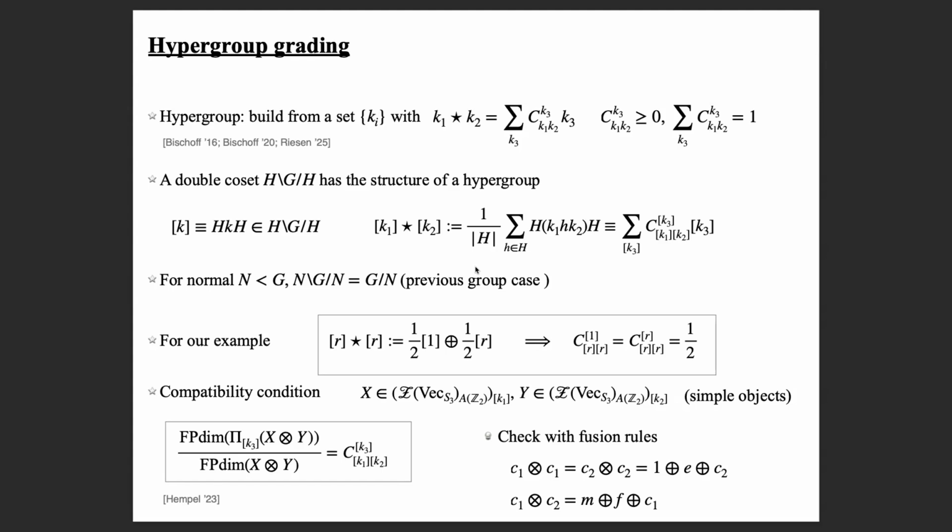This has also appeared in the maths literature before. And we can check this is indeed the case in our example. To see this, you need to know the fusion rules in the field of the condensation. And you can verify indeed you obtain 1/2 given these fusion rules for the lines C1 and C2 that live in the grade R.